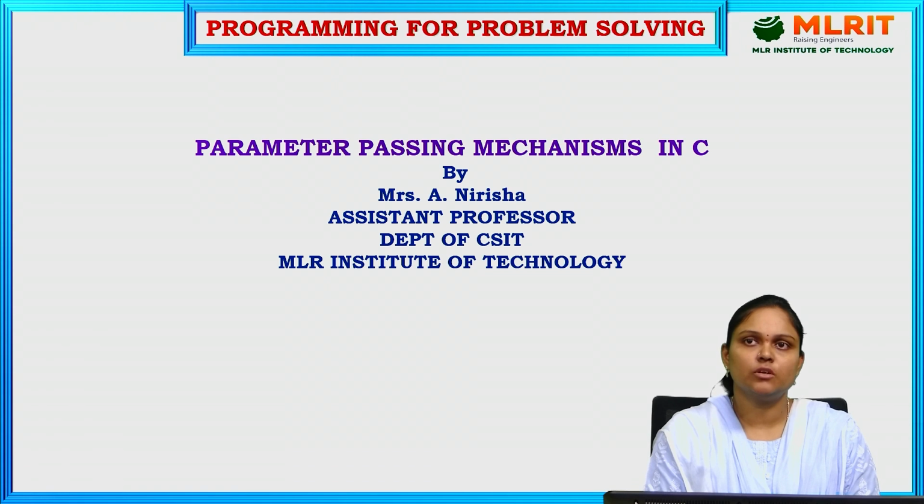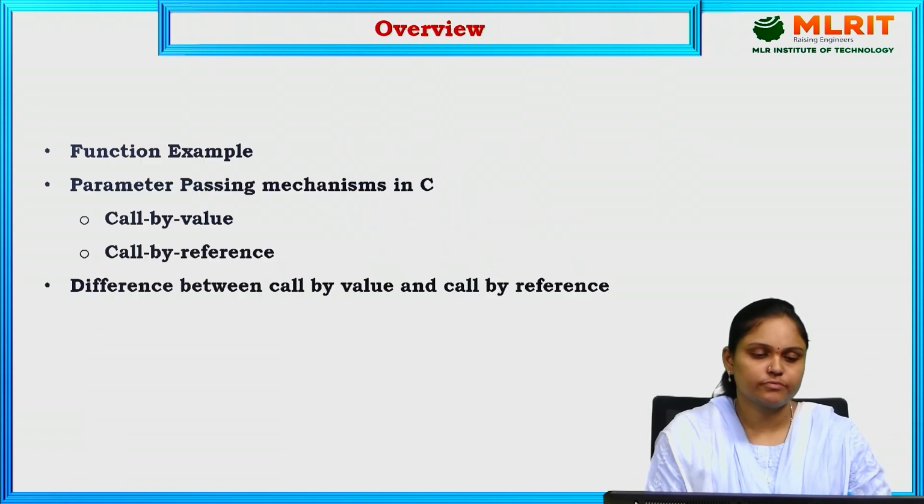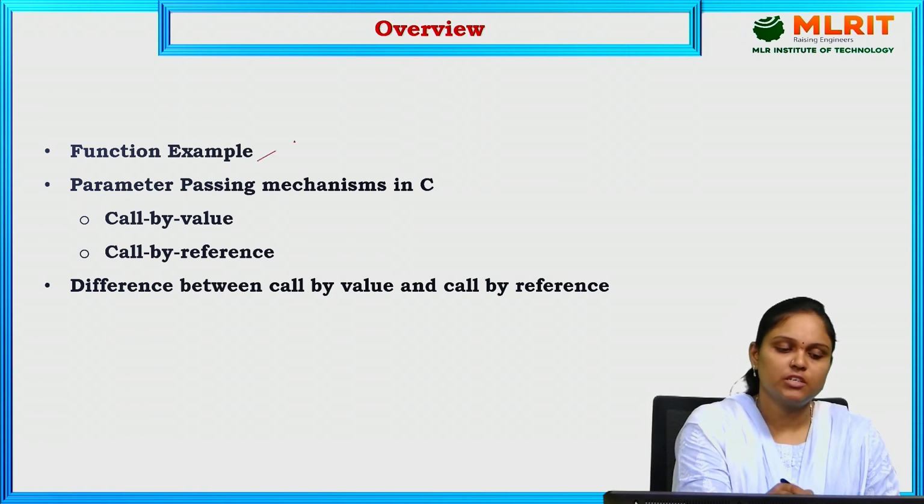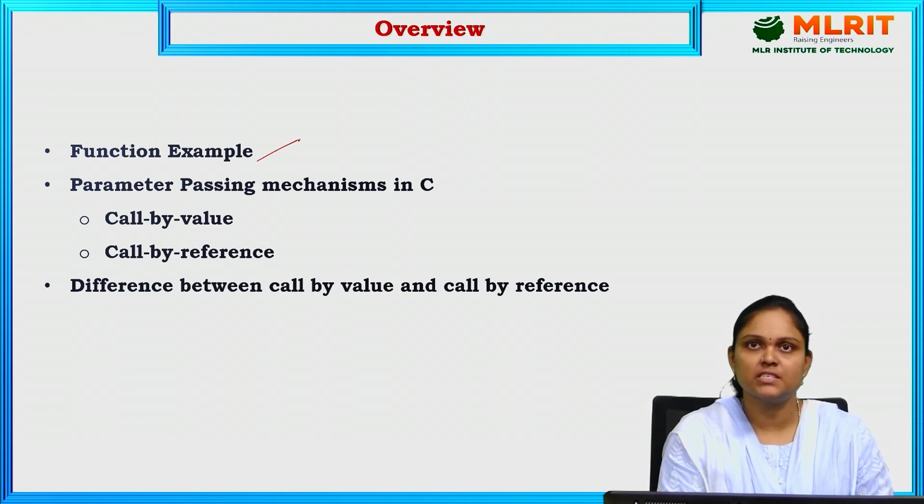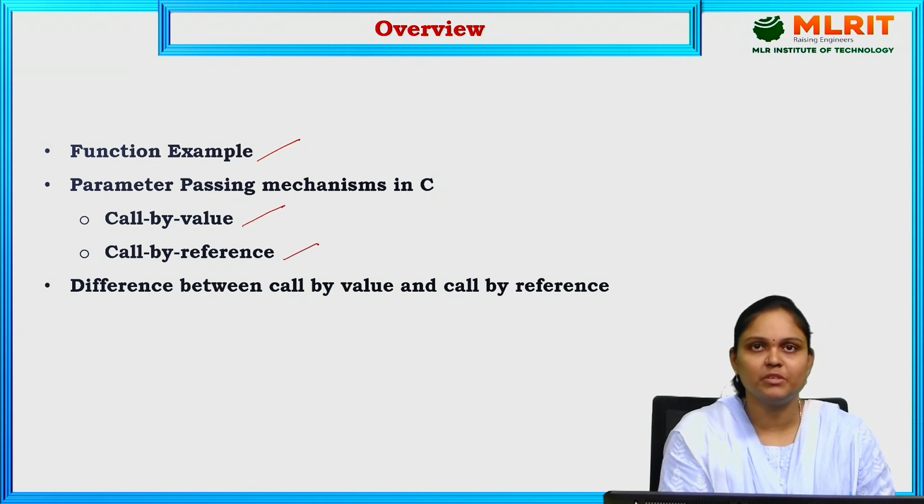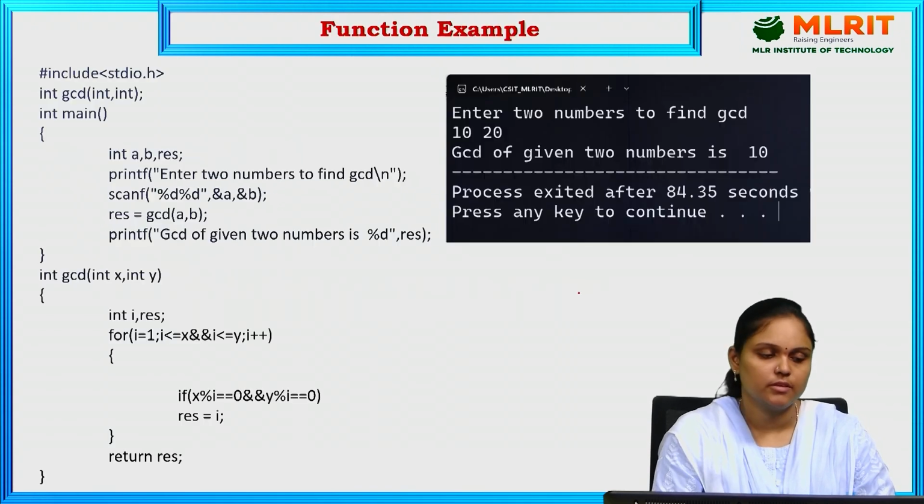Today in this lecture, we are going to discuss parameter passing mechanisms in C language. Coming to the overview, we are going to discuss one function example and also the parameter passing mechanisms. Those are two: call by value and call by reference, and also the difference between call by value and call by reference.